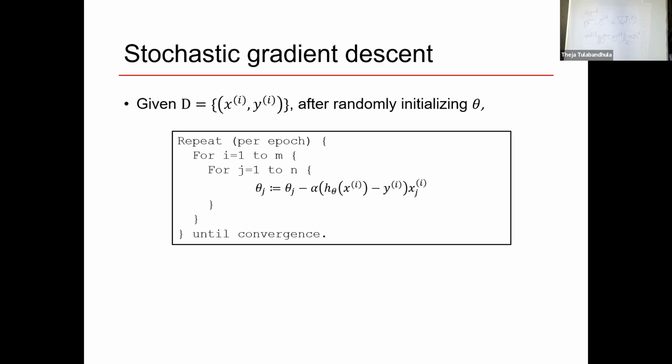It's not exactly stochastic here. This word stochastic, by the way, just means random. Whenever people say stochastic, they just mean random. This is exactly synonymous.